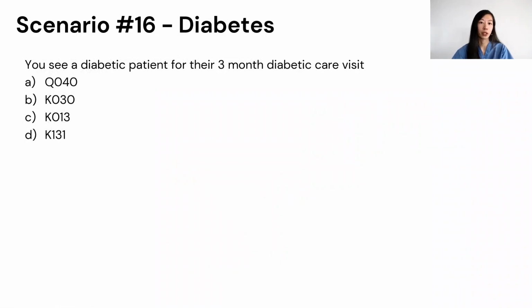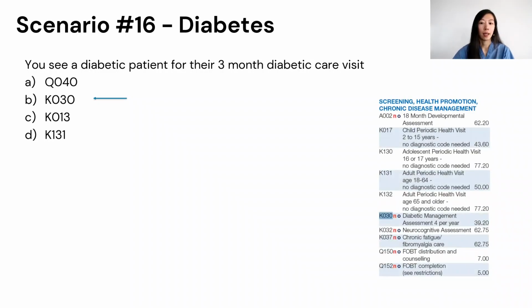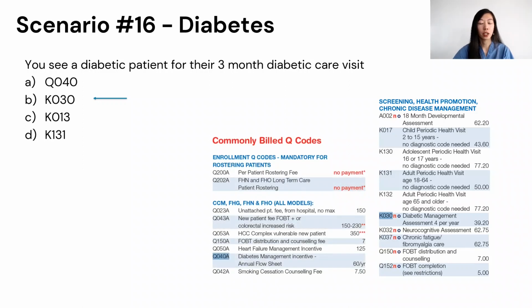Okay, scenario number 16, diabetes. Let's say you see a diabetic patient for their 3-month diabetic care visit. What would you bill? The answer would be a K030. And this is the reason why, to jog your memory. Just as a memory trigger, because we talked about this in the first part of the lecture, if you see them more than 4 times a year, and you're in an enrollment model, like one of these models, you get to unlock this particular billing code.